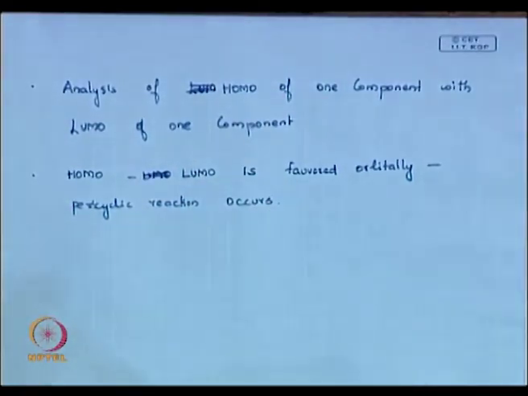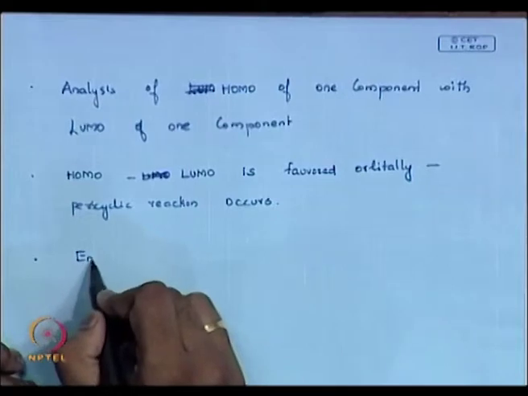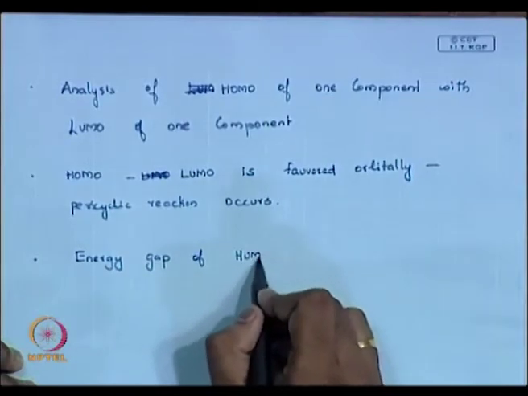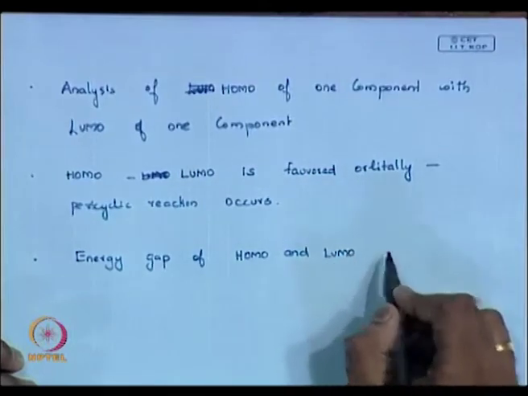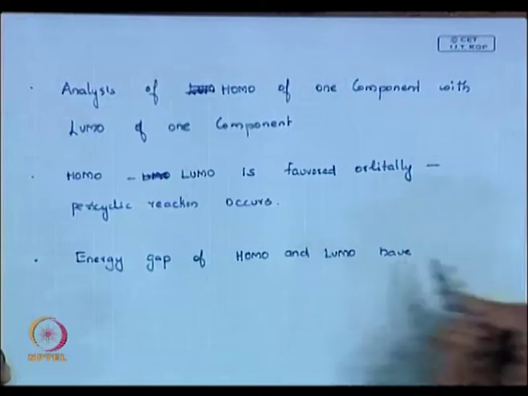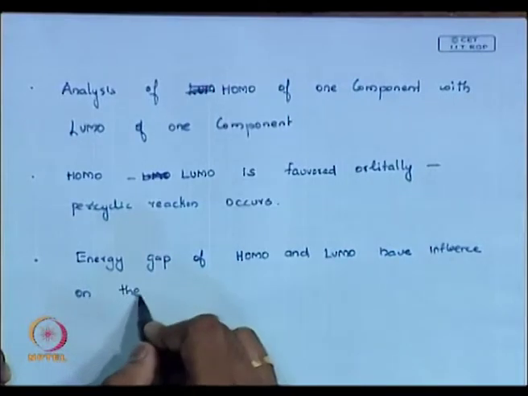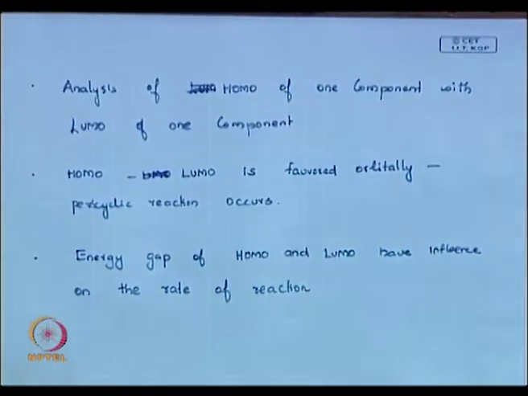The third point you can understand is that the energy gap of HOMO and LUMO has influence on the rate of the reaction. Most of the time, if you see that the energy gap between your HOMO and LUMO is very small, the reaction proceeds very fast. So, these are the three things which you can understand by seeing your orbitals.